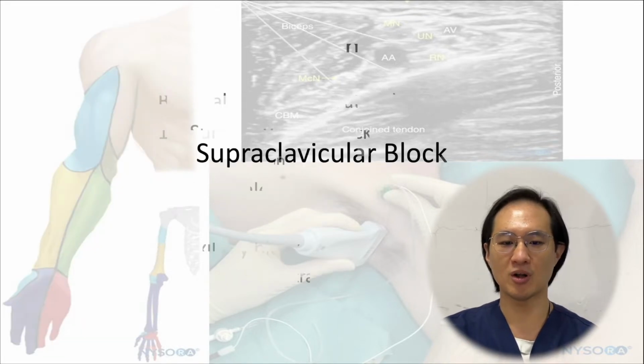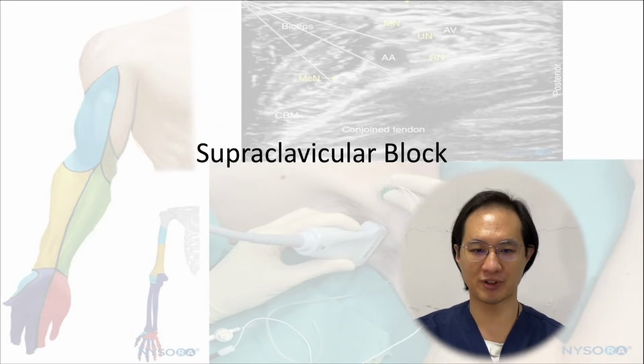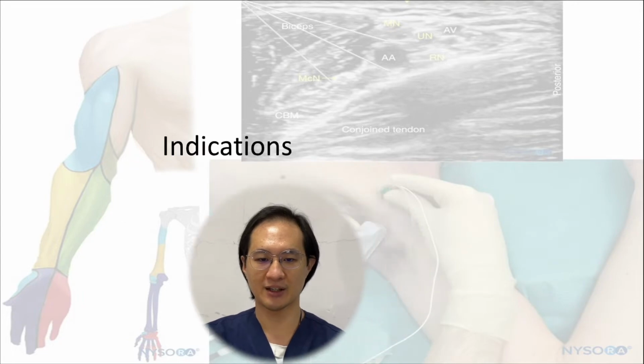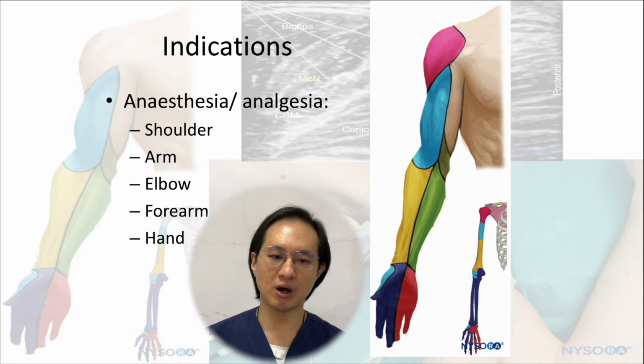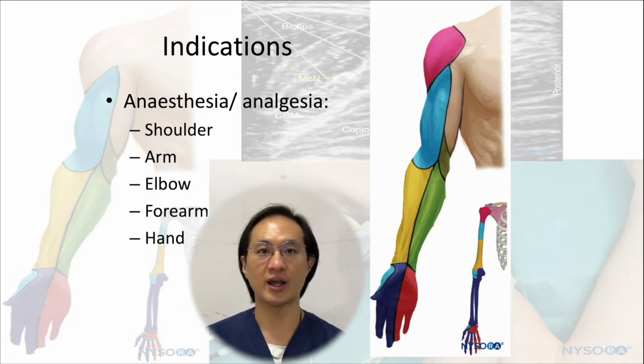So first of all, we look at the supraclavicular approach, also known as the supraclavicular block. The supraclavicular block is actually indicated for anesthesia or analgesia for the shoulder, arm, elbow, forearm, as well as the hand.